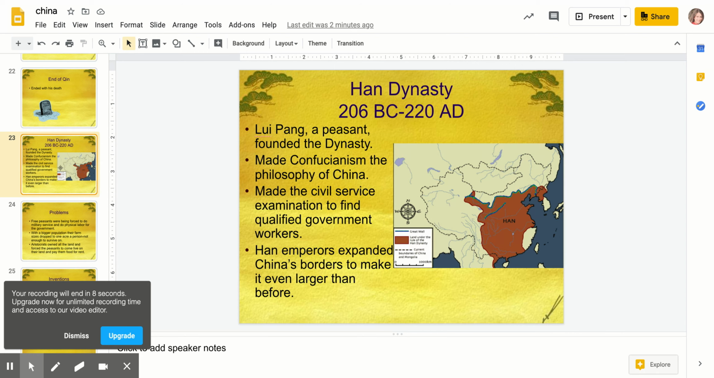And then lastly, the Han dynasty was created by a peasant. He practiced Confucianism, and everyone loved the Han emperor.